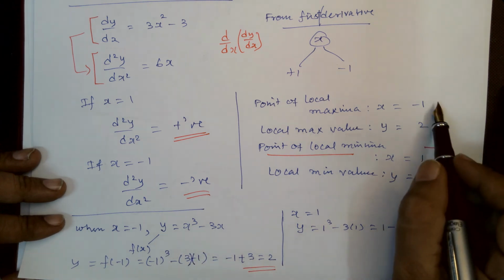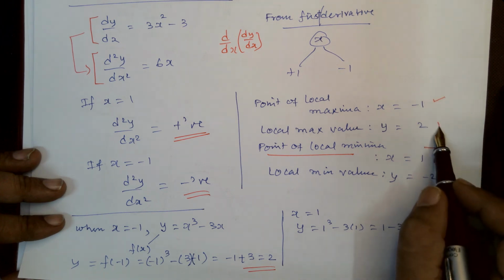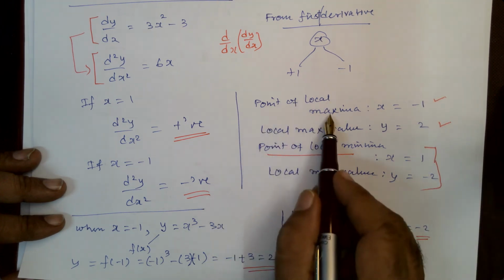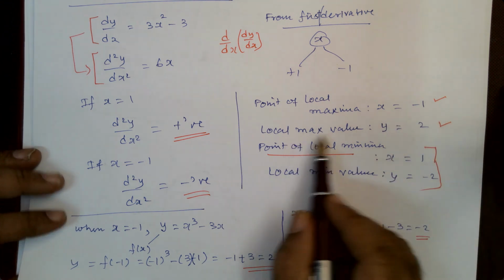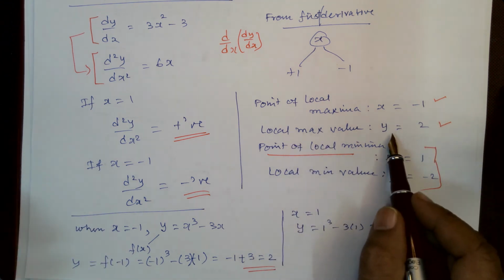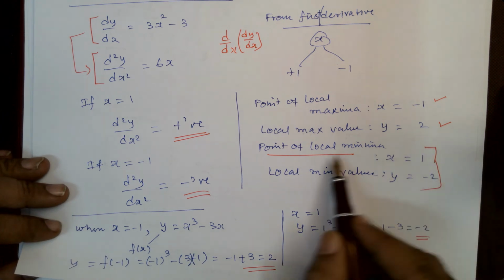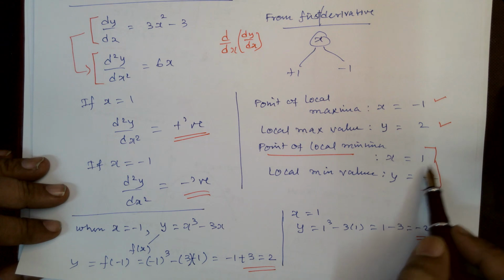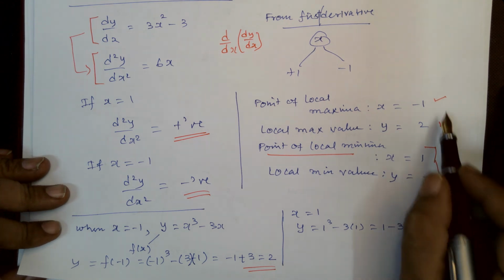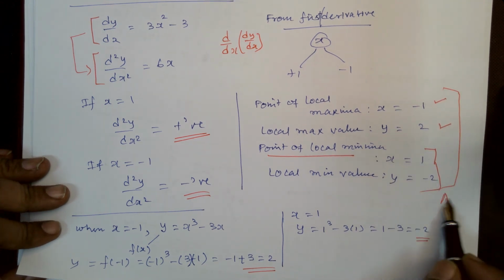So x is minus 1, y is 2. In this case, the point of local maxima is x is equal to minus 1, and the local maximum value is y is equal to 2. And for the local minimum and minimum value, x comma y is equal to 1 comma minus 2. So these are the answers. Do you understand?